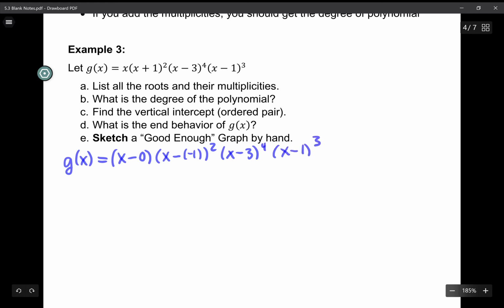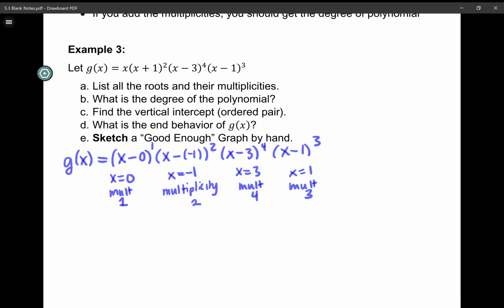So all my roots are going to be x equals 0 is my first root, x equals negative 1 is my second root, and that one has multiplicity 2. x equals 3 has multiplicity 4, and x equals 1 has multiplicity 3. Looking at the powers for each of those, this one has multiplicity 1. You don't usually have to say that, but I'll say it because this is to the first power, right? So x equals 0, negative 1, 3, and 1, and there's their multiplicities. We found all the roots and the multiplicities.